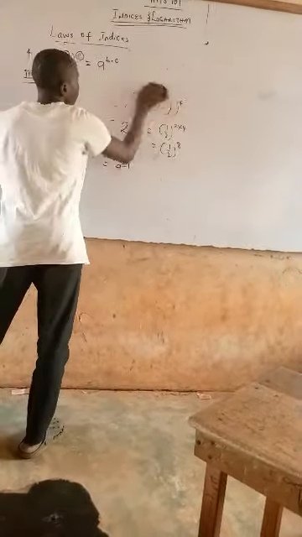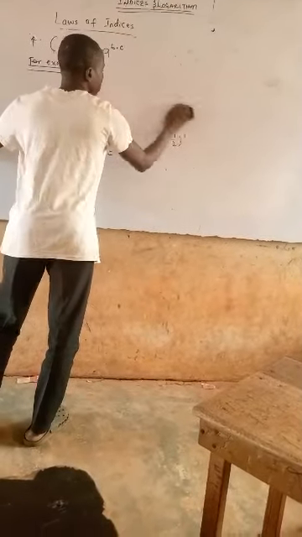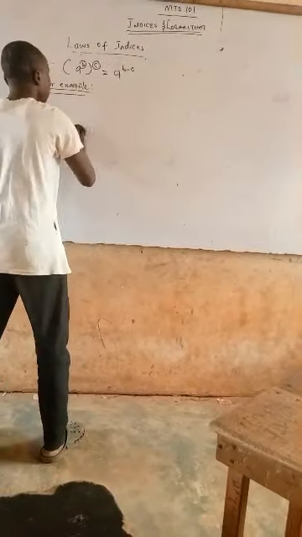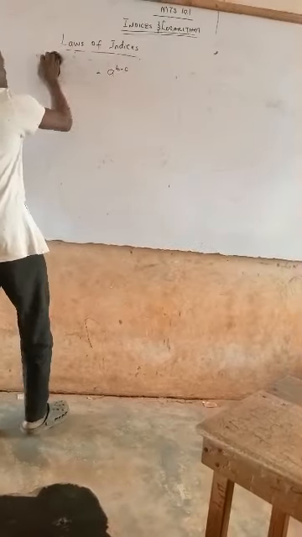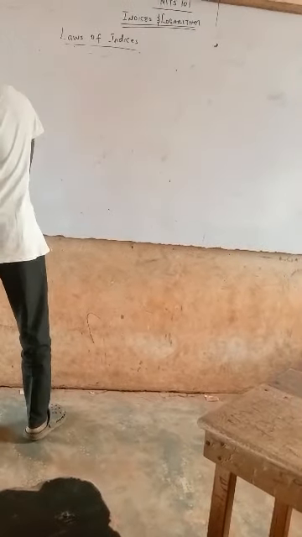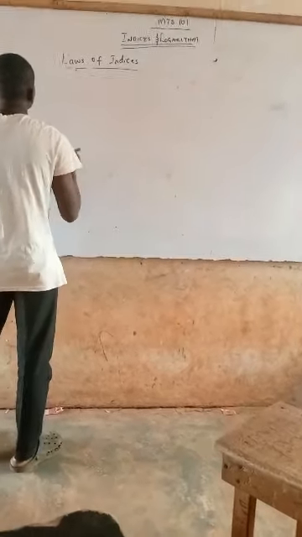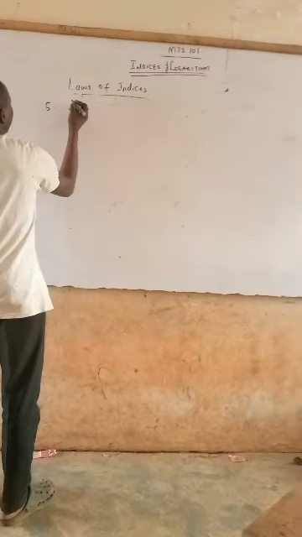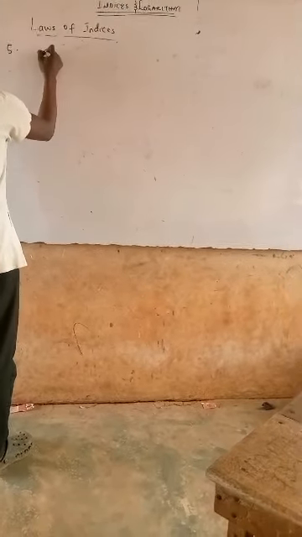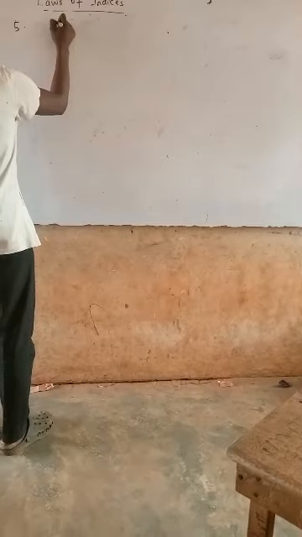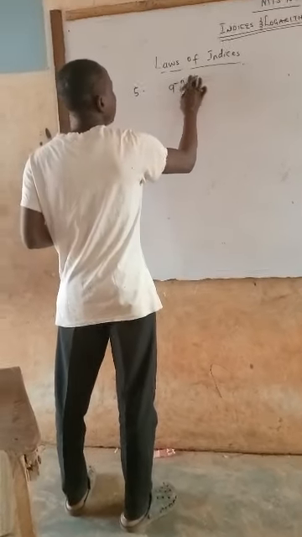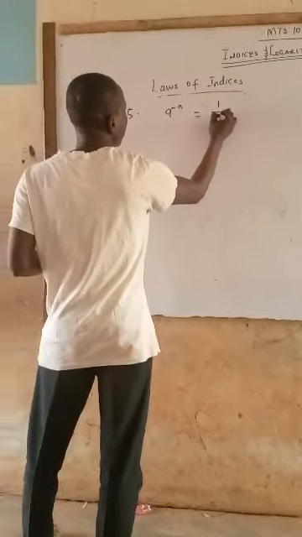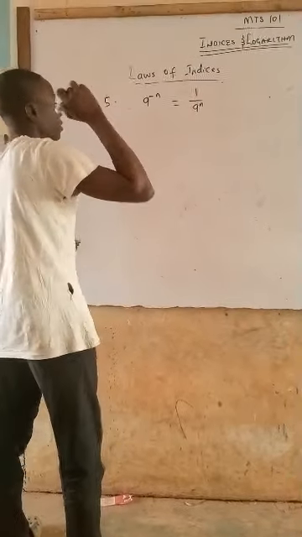The fifth rule I will be explaining is, that's number 5. So if we have a raised to the power of minus n, this will give us 1 over a raised to the power of n.